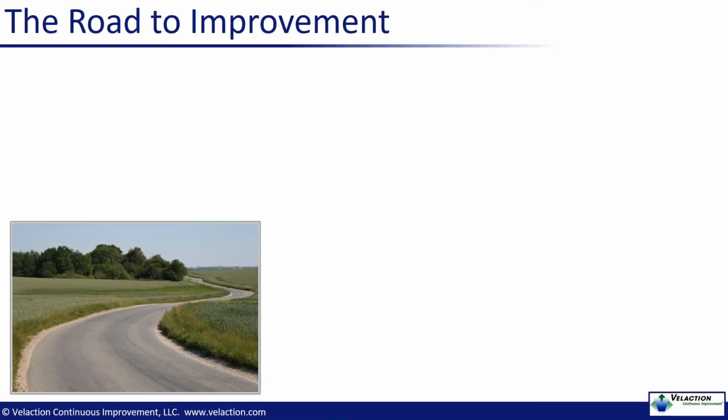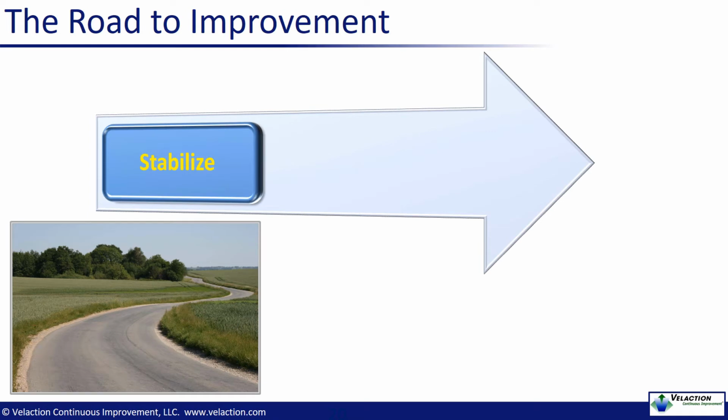While there is no real step-by-step process to making improvements in the office, I do recommend a general progression. Start out by stabilizing the process. Make it repeatable. Make sure the bugs are ironed out. Get people doing it the same way. Improve the hardware and software you use.